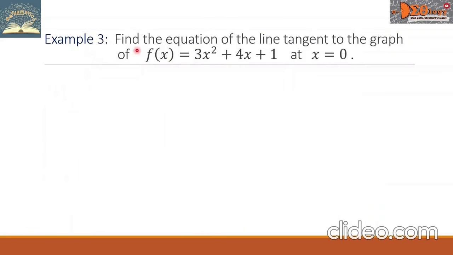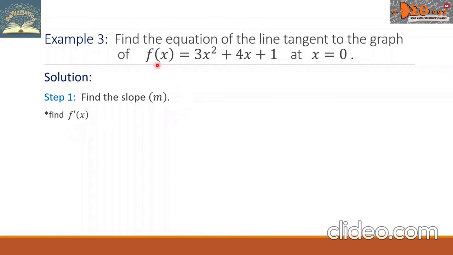Example 3. Find the equation of the line tangent to the graph of f of x equals 3x squared plus 4x plus 1 at x equals 0. Step 1, let us find the slope. Meaning, at first, we will take the derivative of the function. So we have f prime of x equals derivative of 3x squared is 6x. Derivative of 4x is plus 4. Derivative of 1 is 0, so we will not write anymore.